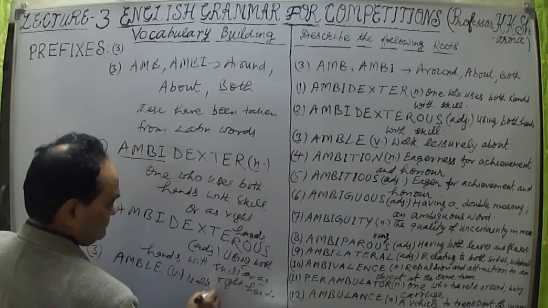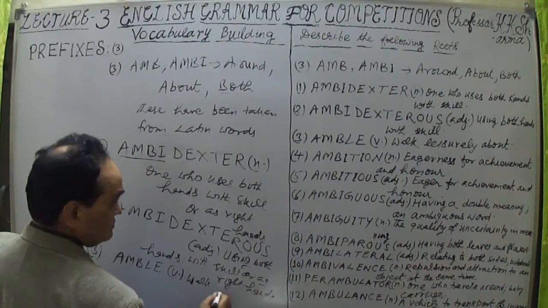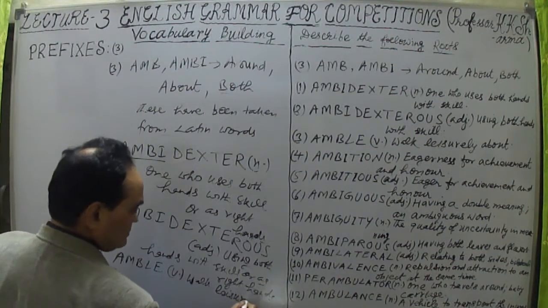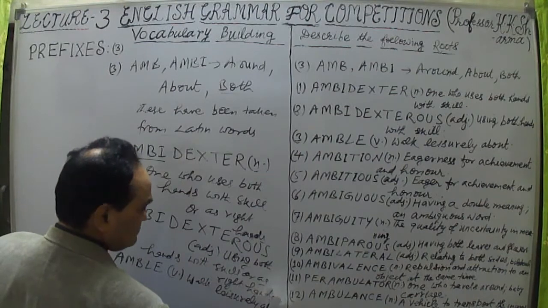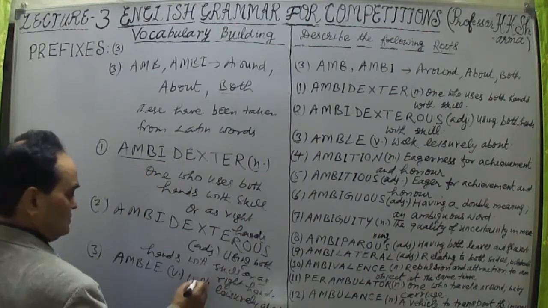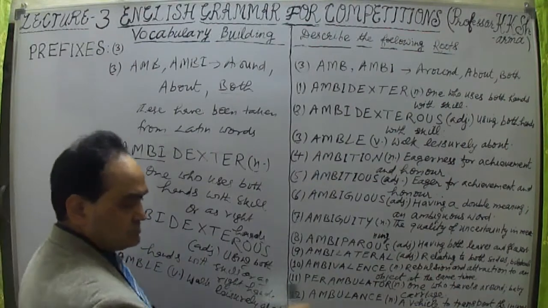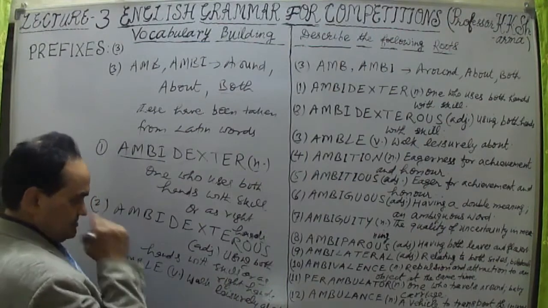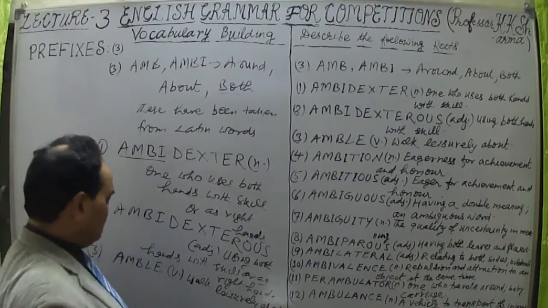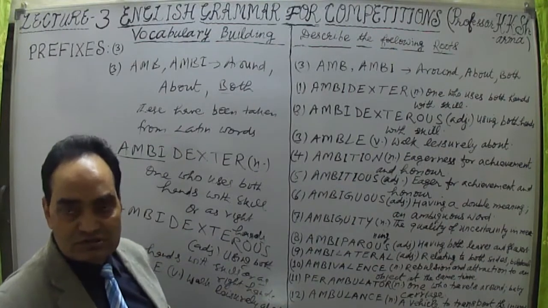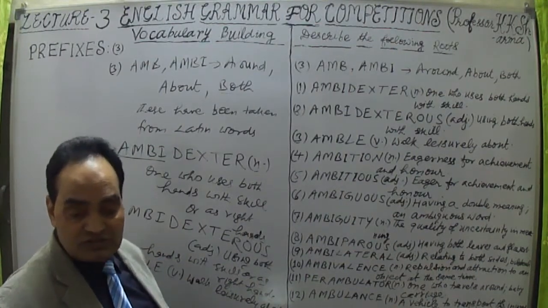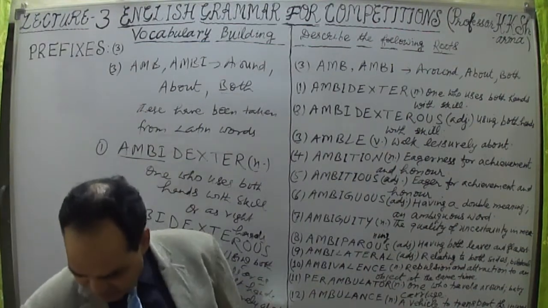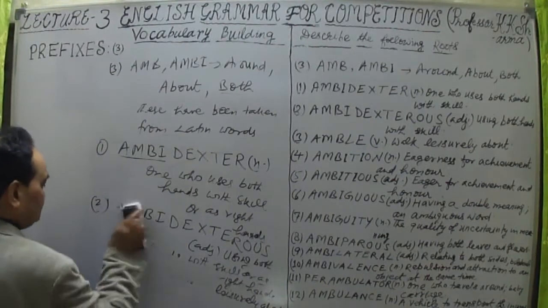Walk leisurely about. About means around or about. A person is walking leisurely. That is an amble person. As a noun, he is an amble person, but amble as a verb means to walk around, to walk about leisurely, or walk leisurely about. Okay, there are three words I have taken, and let me take the next three words.